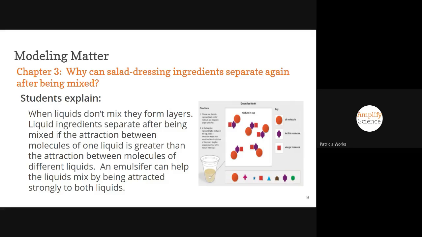At the end of Chapter 3, students are able to explain that when liquids do not mix together, they form layers. Liquid ingredients in a salad dressing separate after being mixed if the attraction between molecules of one liquid is greater than the attraction between molecules of different liquids. However, if an emulsifier is added, the liquids can mix because the molecules of the emulsifier are strongly attracted to both the A and B molecules.